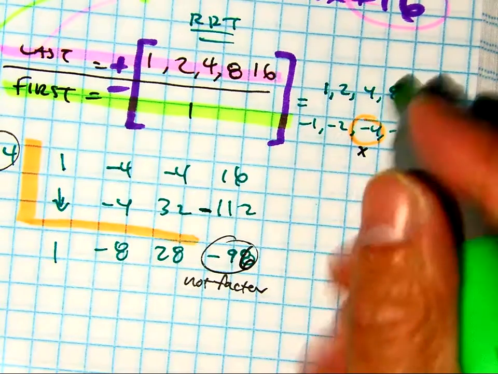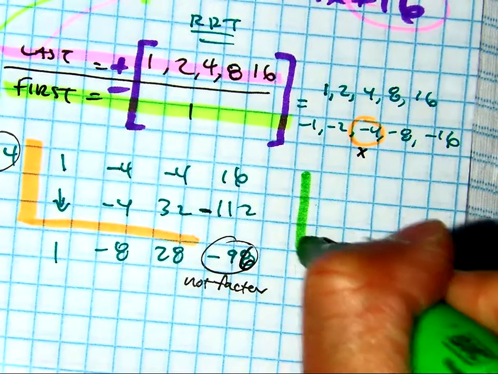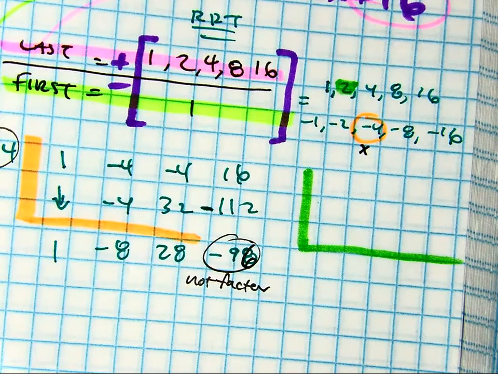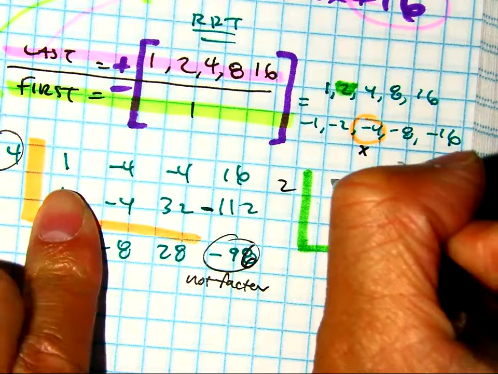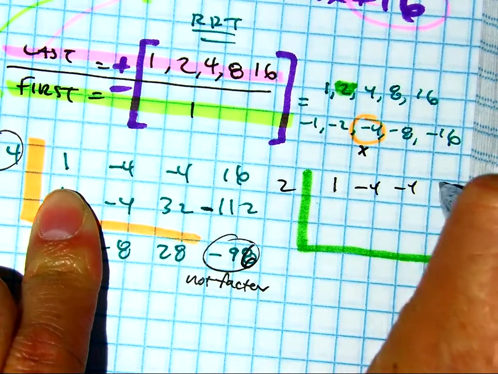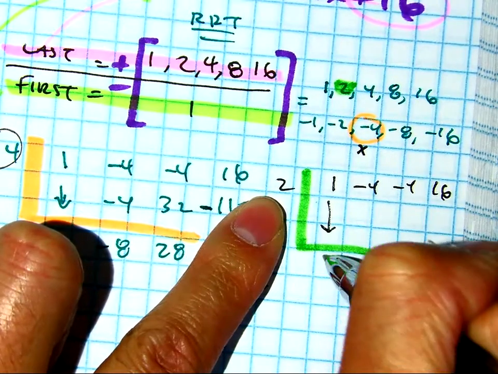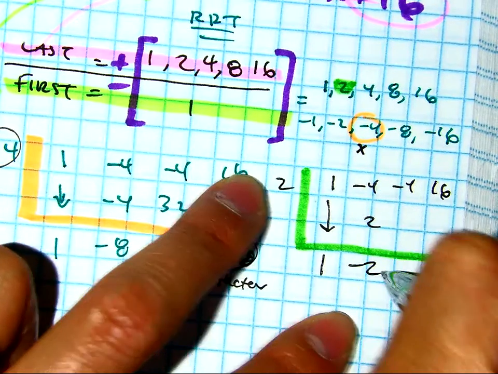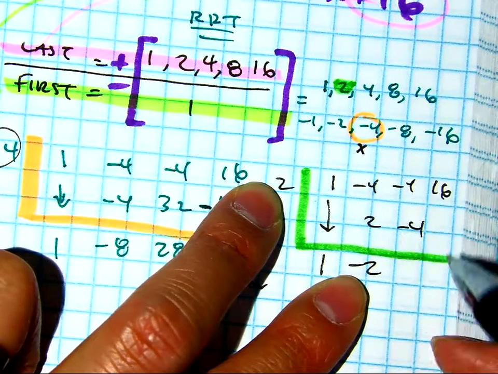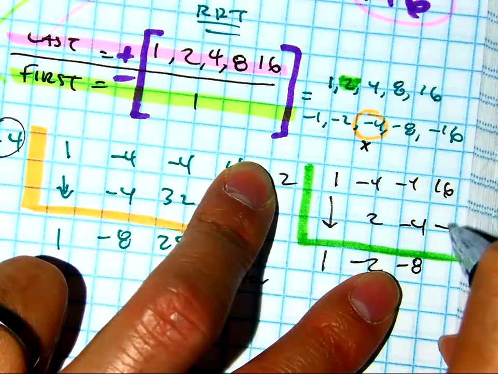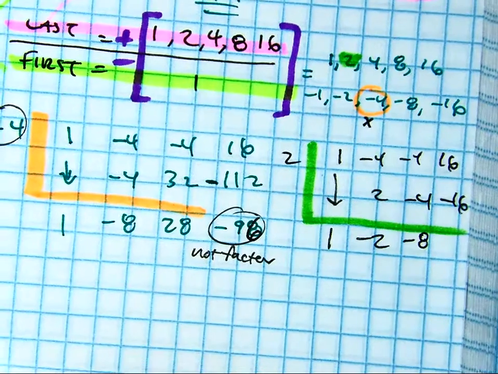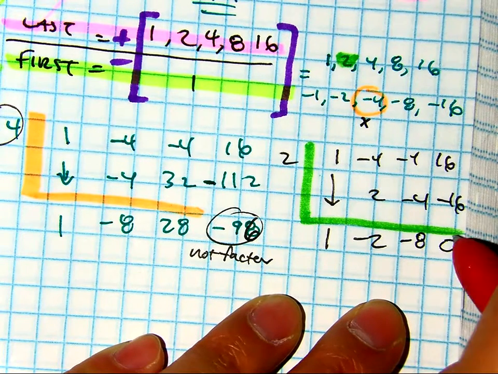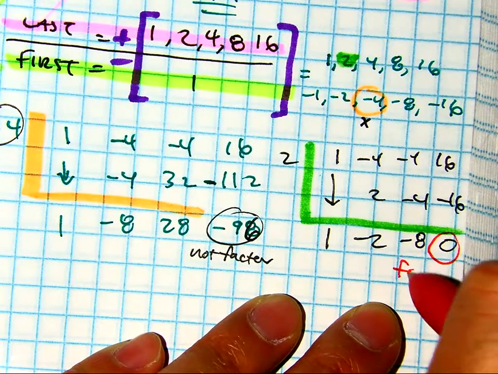2. Let's pick 2. Same numbers. 1, -4, -4, 16. Bring it down. 1. Multiply. 2. Not multiply. Add. -2. Multiply. Add. Multiply. 16 minus 16 equals? 0. Okay, pay attention. What does this mean? Factor. Look, look, look.